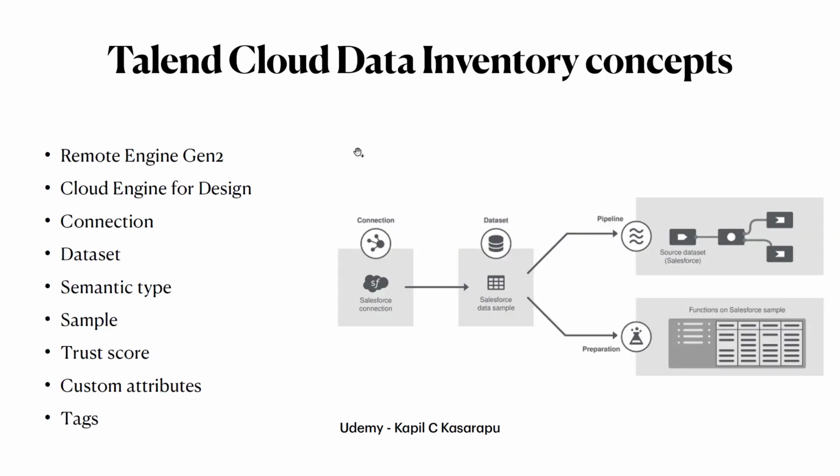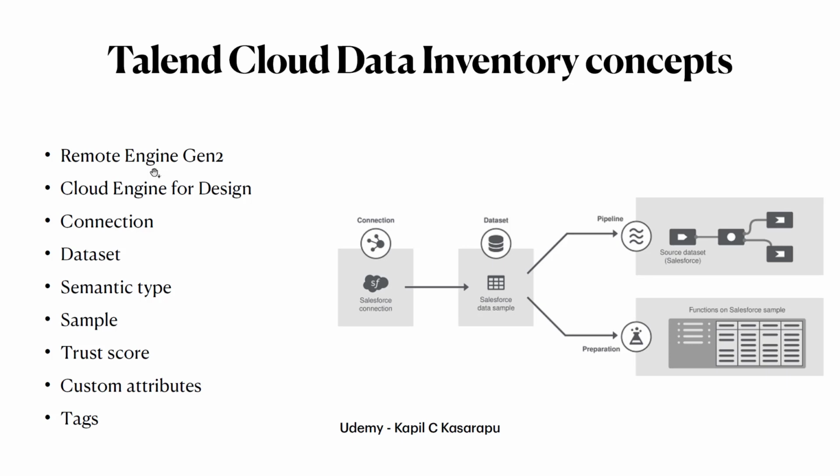What are the different terms and concepts revolving around data inventory? The definitions you are seeing here will help you understand the main concepts of Talent Cloud data inventory. First, we have Remote Engine Gen 2. What is Remote Engine Gen 2? If you already watched the Talent Management Console section, then you will know what exactly Remote Engine Gen 2 is. But if you skipped it, then Remote Engine Gen 2 is an on-premise engine which is used to run pipelines.